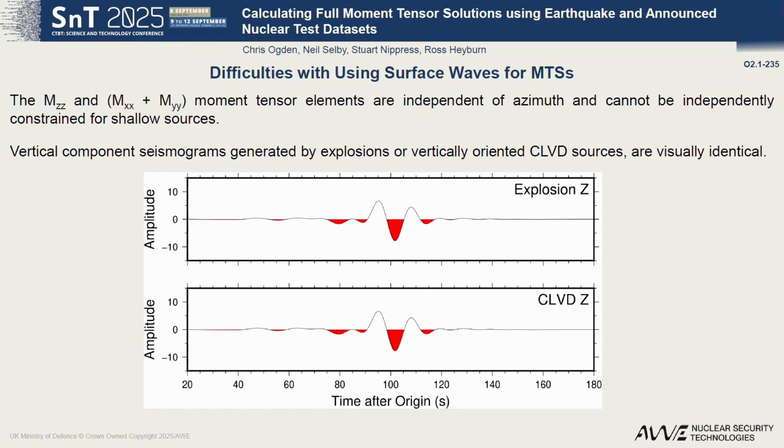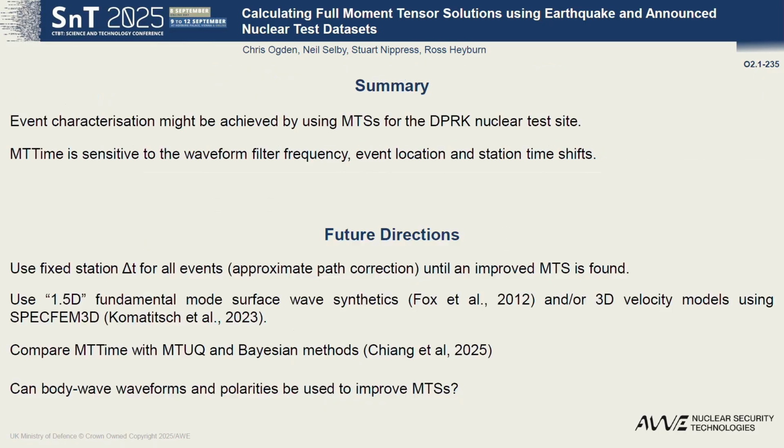And then finally, if you have a vertical component seismogram for an explosion, which you see at the top, and a vertical component seismogram for a CLVD source, which is what you see at the bottom, you'll see they're basically identical. So for a waveform algorithm, it's going to be very difficult to tell the difference between those two source types, and I think that's why we get some of the trade-offs that we see.